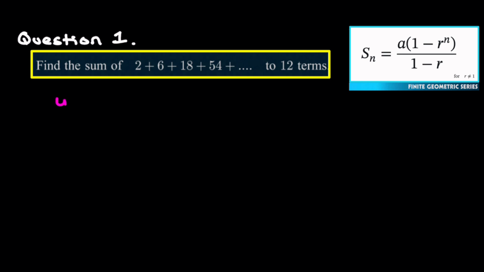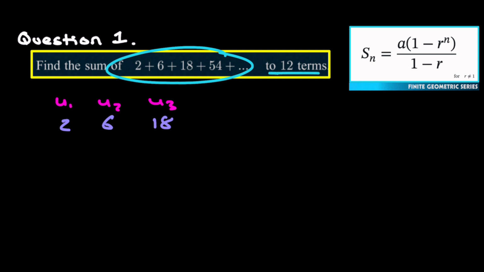So the sequence goes U1, U2, U3, and we can see straight away from the question that that would be 2, 6, and 18. And they're just simply asking us to sum them together in the question, but all the way up to 12 terms. So that is n is equal to 12.